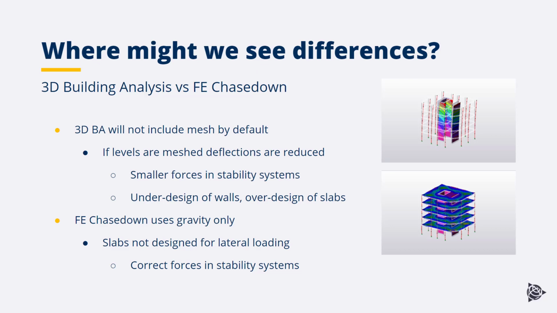By using the FE Chasedown, we are able to obtain the moment results for the slabs without the additional framing action during the 3D building analysis. This means the slab will not be designed for the framing action due to lateral displacement, and the correct forces will be transferred to our stability systems.